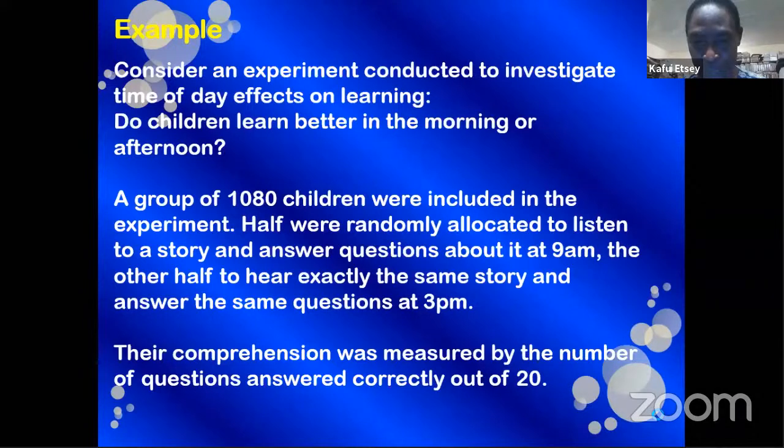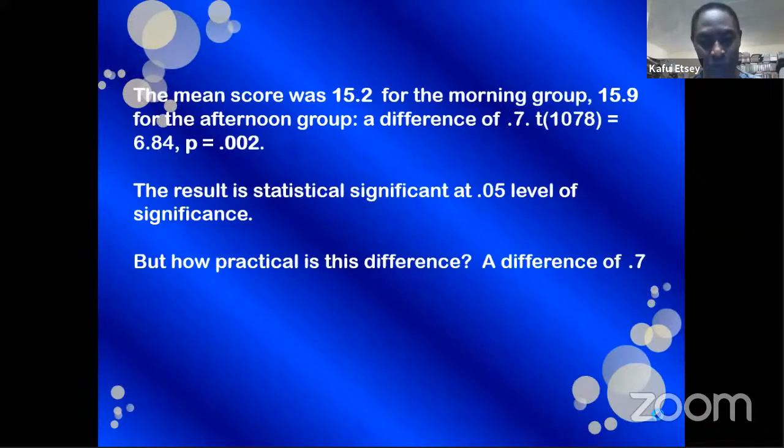So here are the results. The mean score for the morning group was 15.2 out of 20. The mean score for the afternoon group was 15.9 out of 20. The difference is 0.7. And when we do a t-test, we got a t-value of 6.84, and the p-value is 0.002. So if you take the 5% level of significance, 0.05, or even 0.01, the result is statistically significant, which means that the afternoon group did better than the morning group, 15.9 versus 15.2. That's fine.